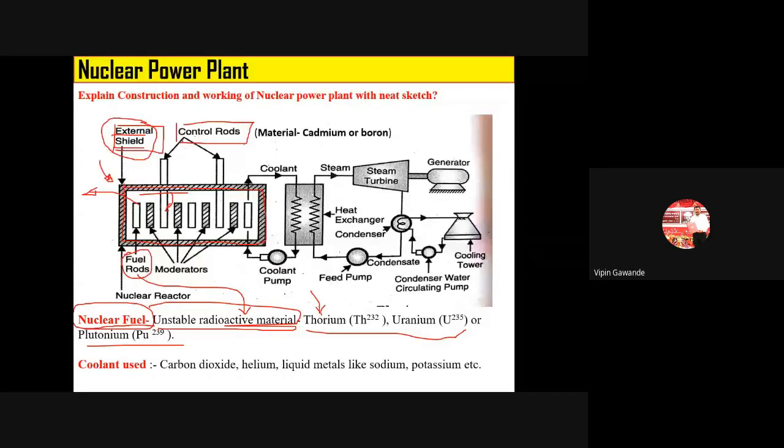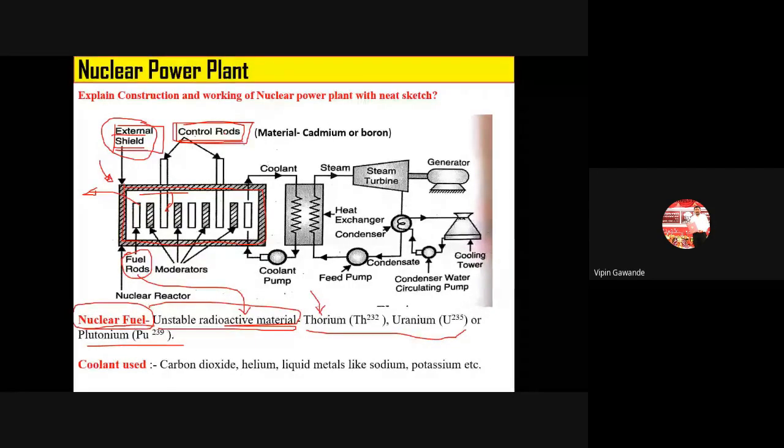ते कोण कंट्रोल करेल? त्या न्यूट्रॉन्सला कोण कंट्रोल करेल? सो कंट्रोल रॉड्स आर यूज फॉर कंट्रोलिंग फॉर ऍब्झॉर्बिंग द न्यूट्रॉन्स. न्यूट्रॉन्सला जर कॅप्चर केलं तर काय होईल? एनर्जी जनरेशन आपल्या लिमिटमध्ये राहील. ओके, सो वी आर युझिंग व्हॉट? कंट्रोल रॉड्स. देन वी आर युझिंग मॉडरेटर.